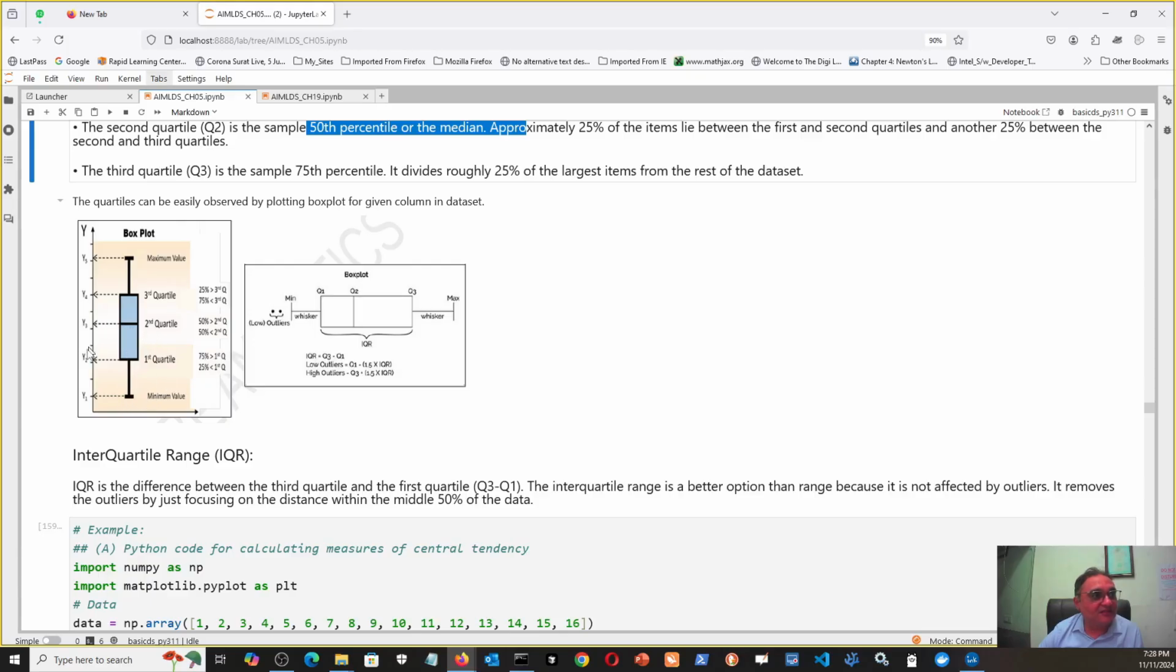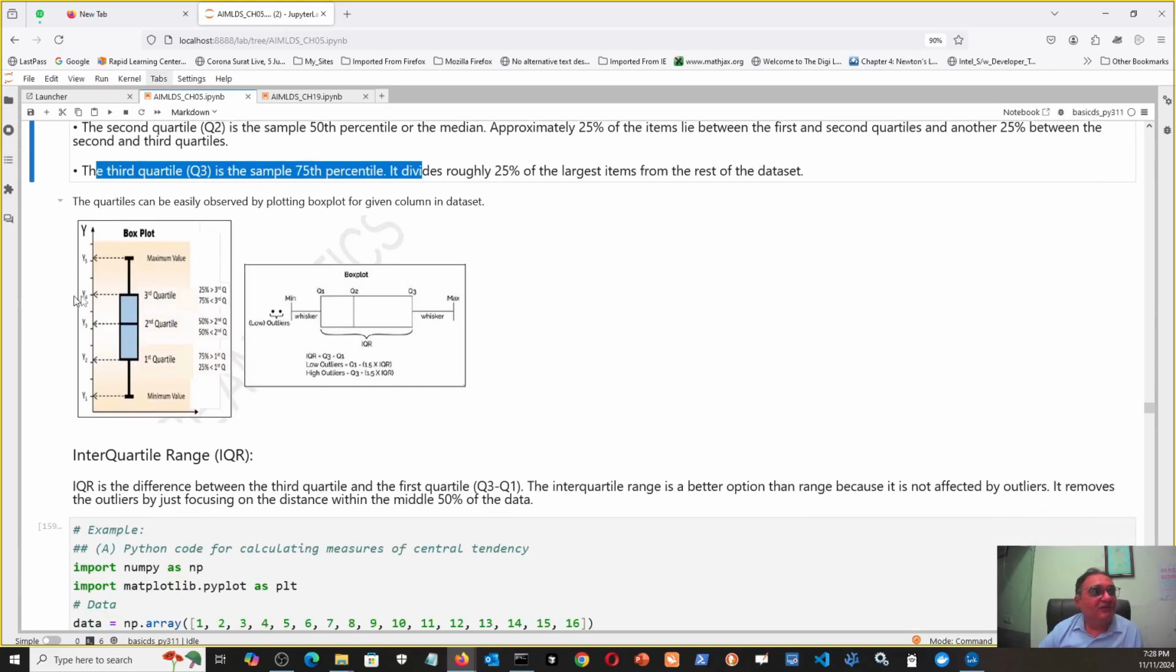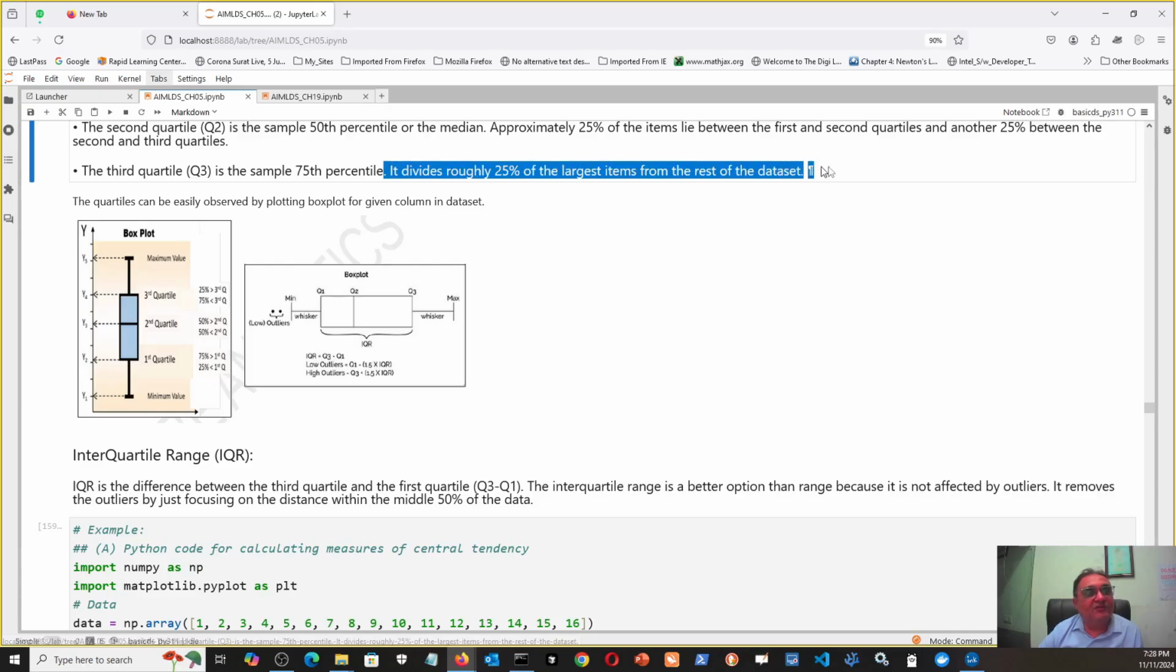50% of the observations are below that second quartile line, and 50% of the observations are above that second quartile line. And then the third quartile is this particular third quartile, that is the 75th percentile. It divides roughly the largest 25% of the data from the rest of the data set. So here is my entire data set from maximum value to minimum value.